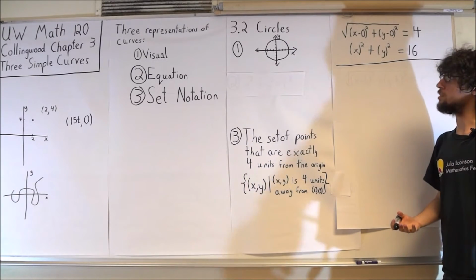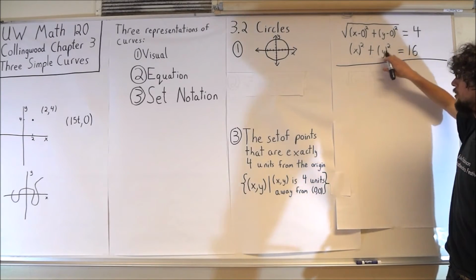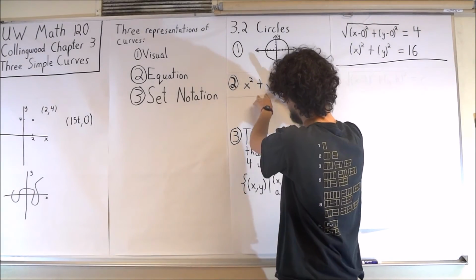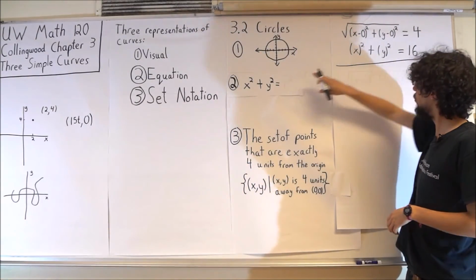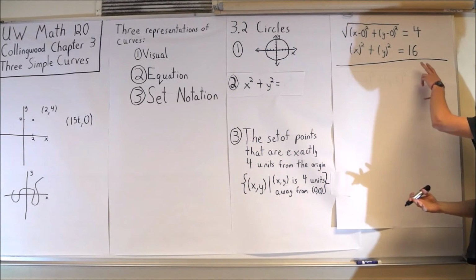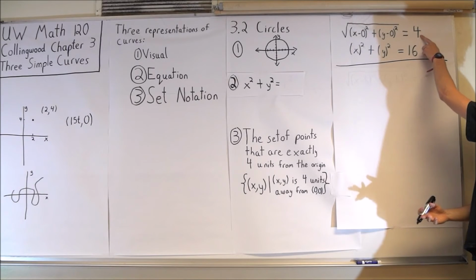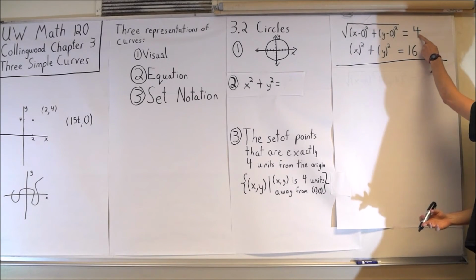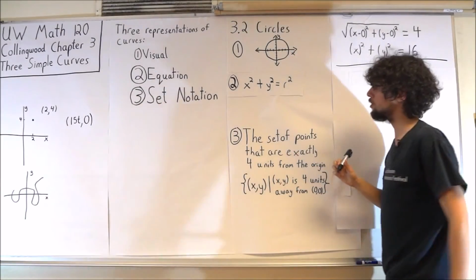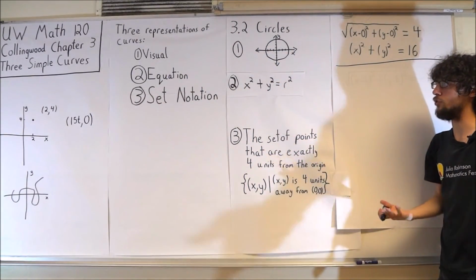So after squaring both sides, we now have our standard form for the equation for a circle. And we could replace this 16 with something slightly more general. This 16 was really 4 squared. We wrote this 4 because it was the radius. So I'll write here r squared. This right-hand side is really the radius squared.